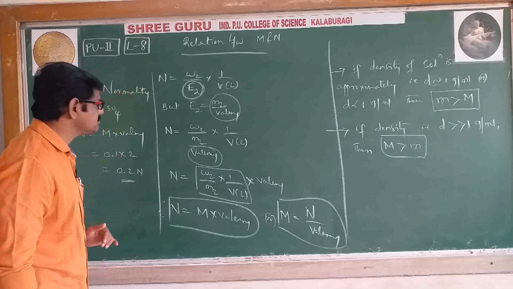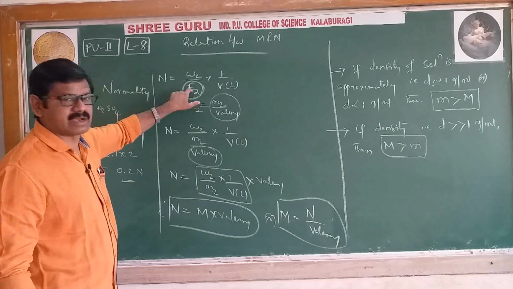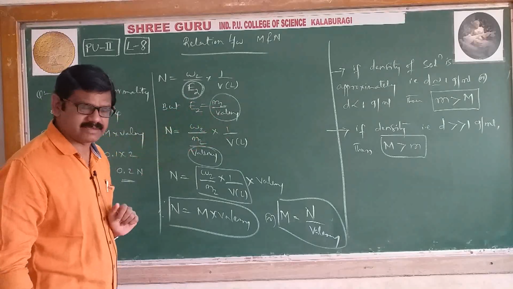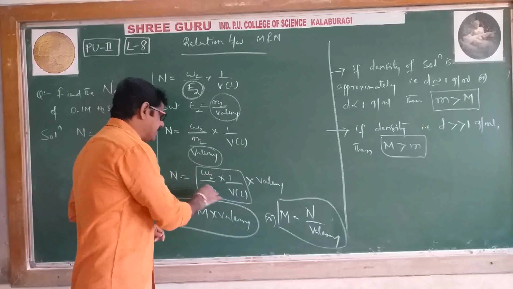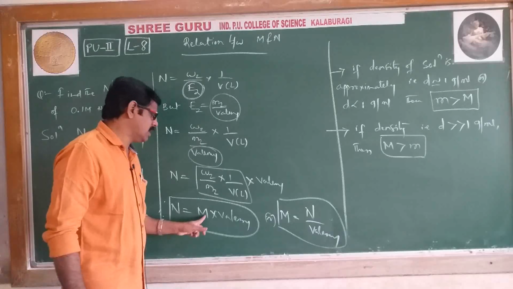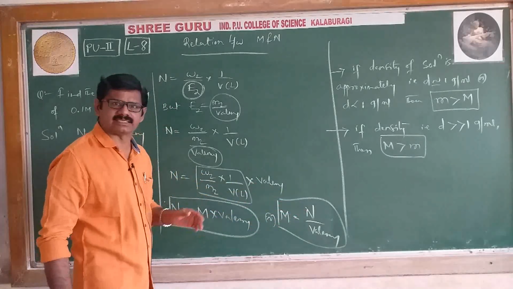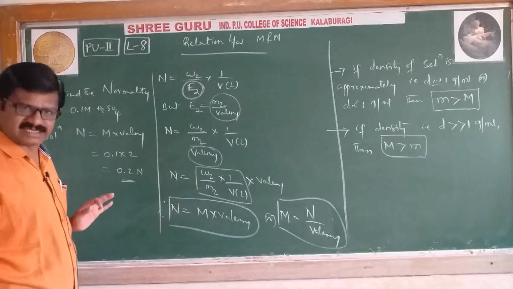That's it. Okay. First I took the normality formula, and in that formula, in place of equivalent mass, substituted molar mass by valency, and valency shifted completely to the numerator. Then the remaining formula is molarity. Therefore, normality is equal to molarity into valency, or molarity equals normality by valency. Right. Now, based on this formula, let's discuss one question.